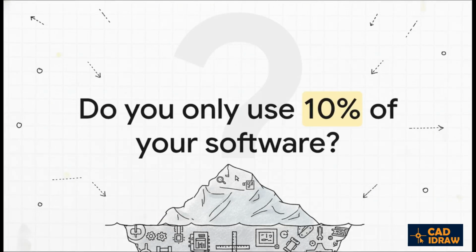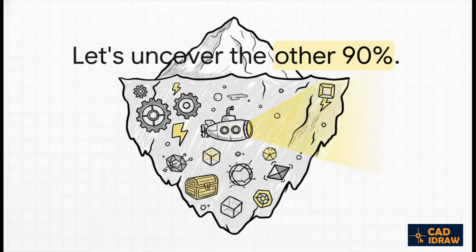I think we've all felt this. It's kind of like that iceberg analogy. We only ever see the tip of what a program can really do, while all the real power, all the good stuff, is hidden just below the surface. Chances are we're all just scratching the surface. So let's go on a little deep dive. We're going to uncover some of those super effective time-saving secrets that honestly separate a casual user from a real pro. It's time we unlocked that other 90%.